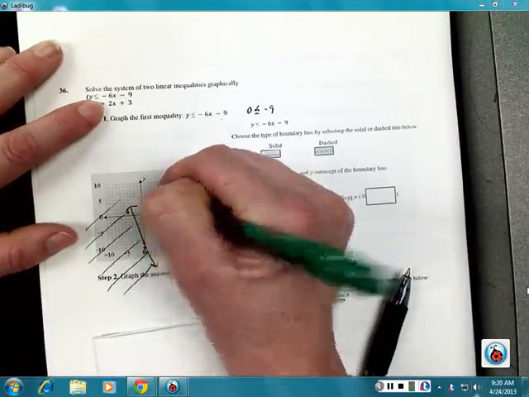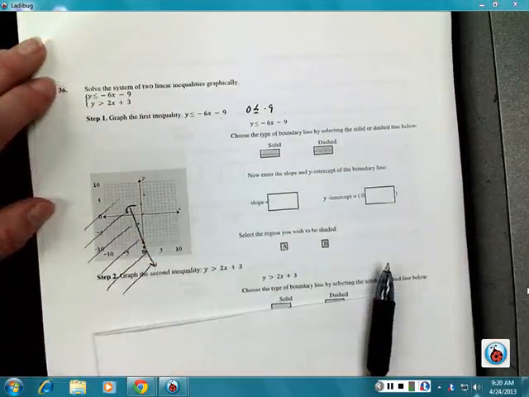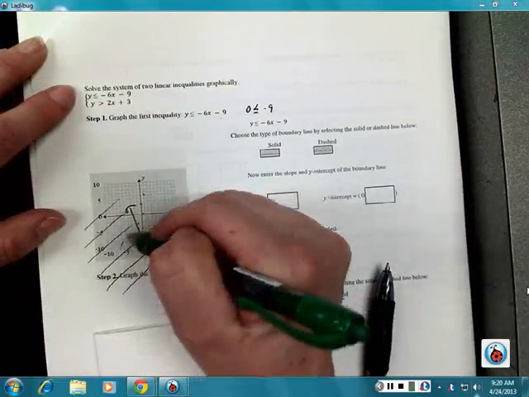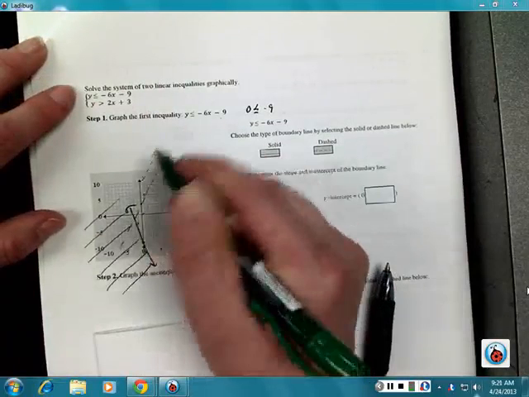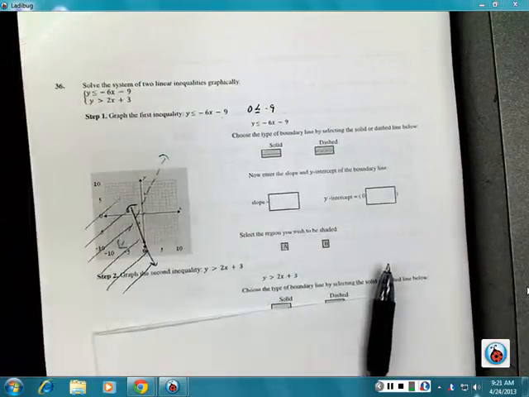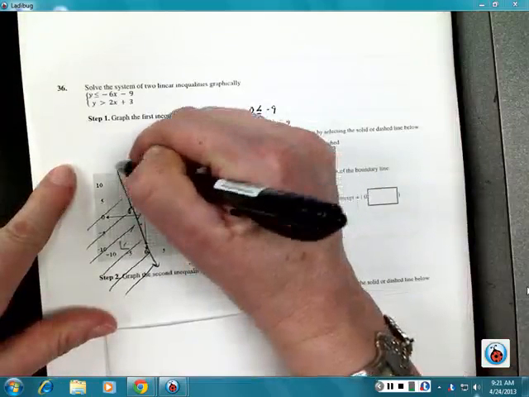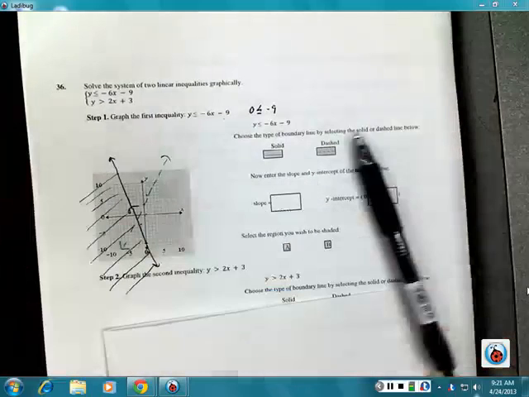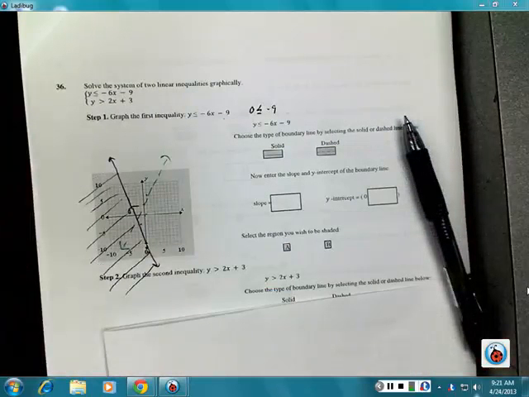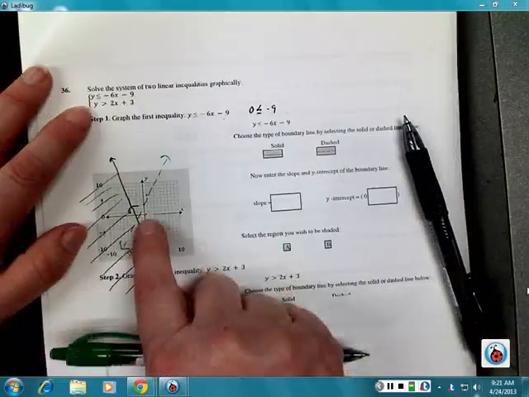And then I want to go up 2 and over 1. Is it solid or dashed? Dashed this time, because there is no equals. And what side of it is going to get shaded? I'm going to extend this line up a little bit farther so that we can see what's taking place there. What side of it gets shaded?